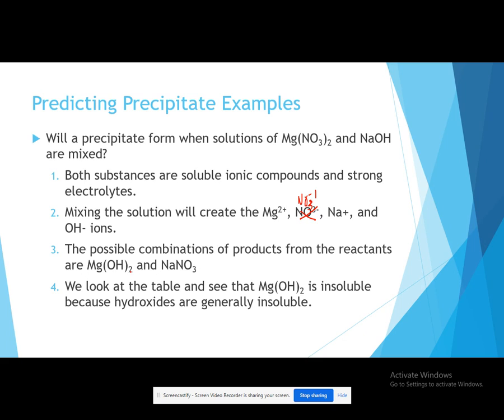Mg(OH)2. And then Na, since it's positive and it was originally with OH, needs to combine with the other negative. So NaNO3. Then what you do is you look at the solubility table and tell me whether it's soluble or insoluble. When you look at the table, Mg(OH)2 is considered insoluble because anything that is connected with a hydroxide is generally insoluble.